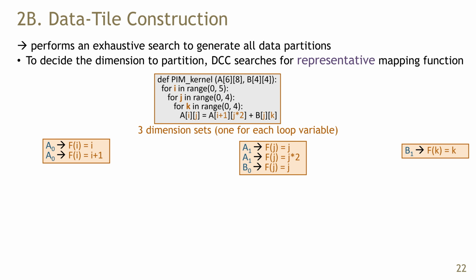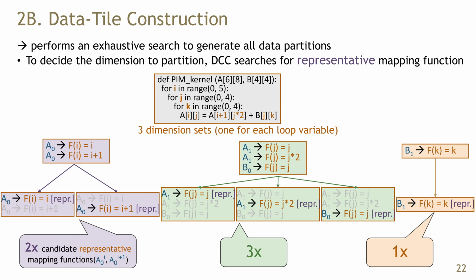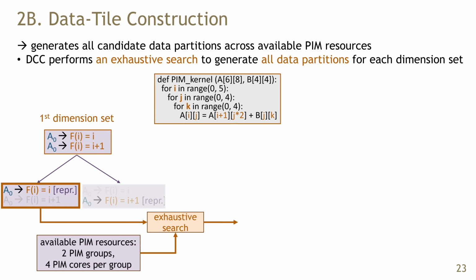To decide the dimension to partition, DCC selects a mapping function in each dimension set as a representative one. For the first dimension set, here are 2 candidate representative mapping functions, and for the second and third dimension set, we have 3 and 1 choices. Then, DCC searches for all possible allocations of Peim groups and cores per group for each dimension set.